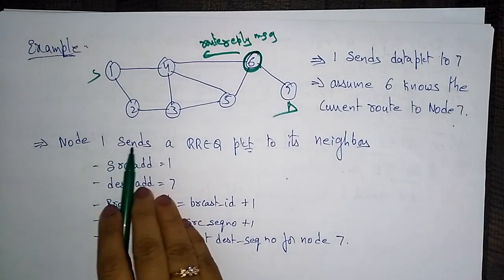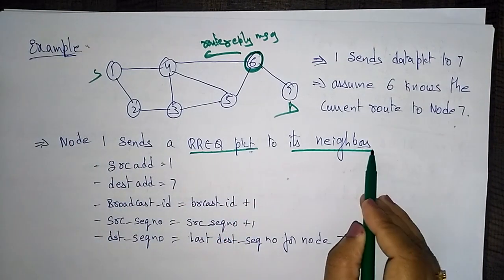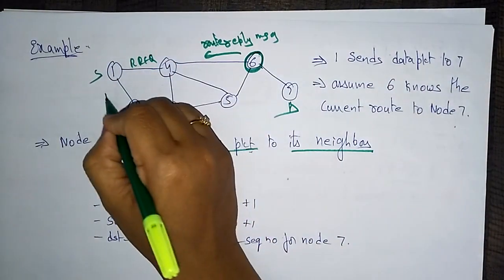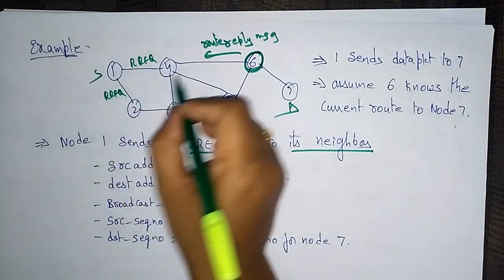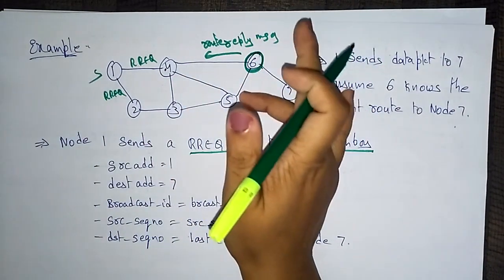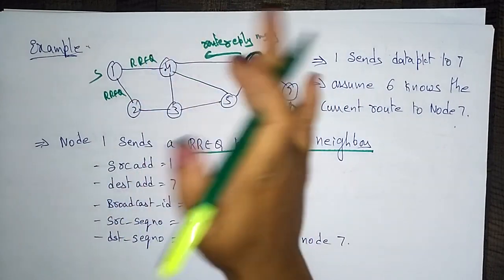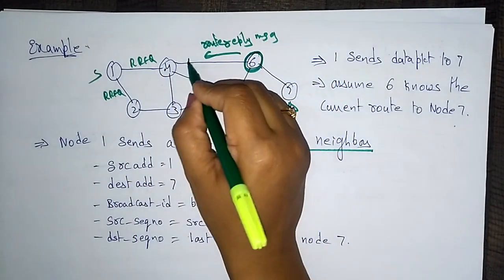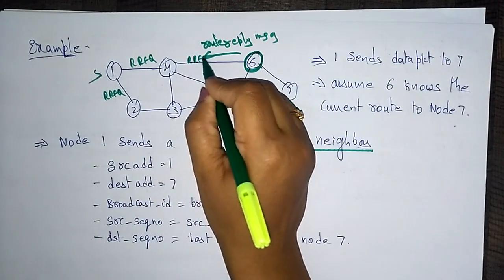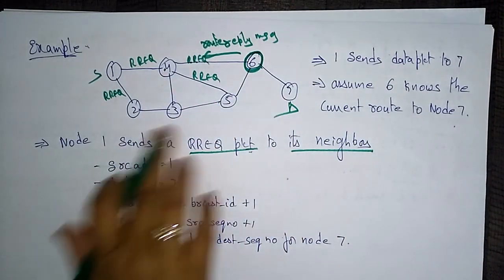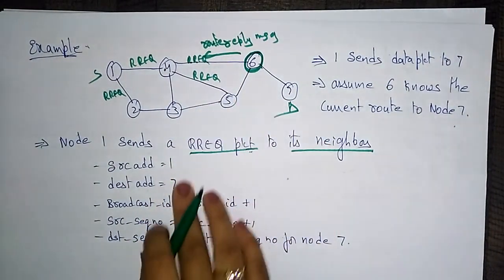So node 1 sends route request packets to all its neighbors. It is just sending the route request to the neighboring nodes. So again this will broadcast a route request to the neighboring nodes. Whenever a valid route is there, it just replies with the route reply message. So all the nodes will send a route request packet to their neighbor nodes.